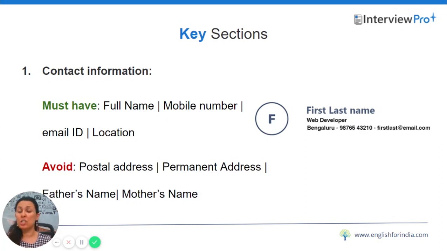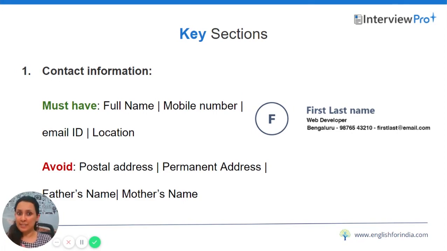Why do we tell students not to include these? Because your resume invariably becomes a two-page resume. And your technical skills do not get highlighted if you are taking so much of space on your resume mentioning all of these things. Remember, your contact information is mentioned only so that you get contacted by your employer.